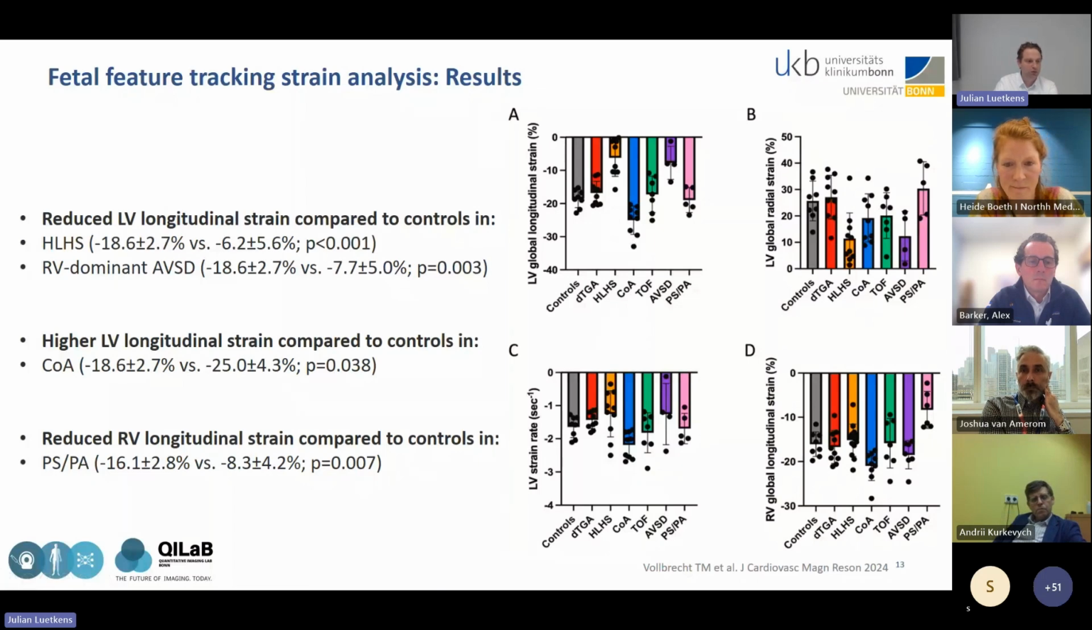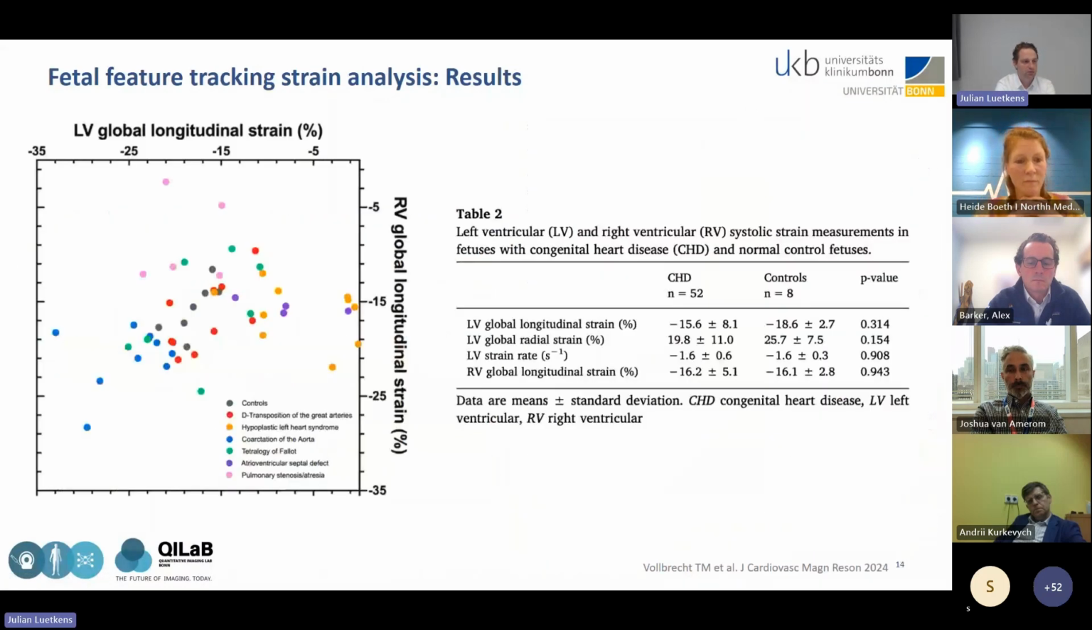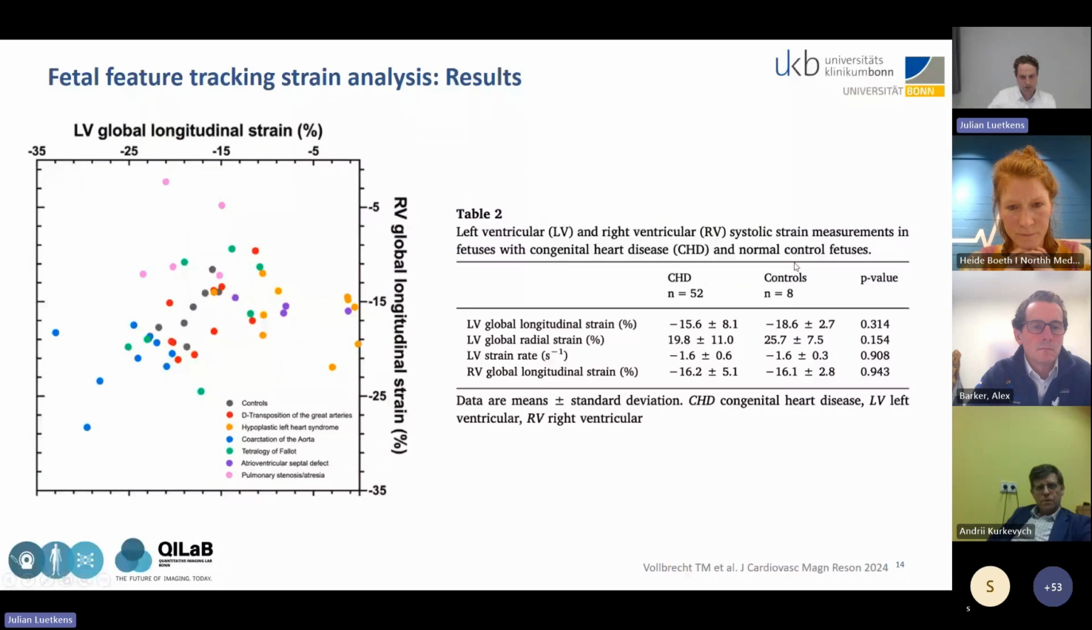And we also found a reduced right ventricular longitudinal strain in comparison to controls in fetuses with pulmonary stenosis, which you can see over here. In these cases, the right ventricular longitudinal strain was reduced. And again, the mean value for normal fetuses for the left ventricular longitudinal strain was around minus 19%.